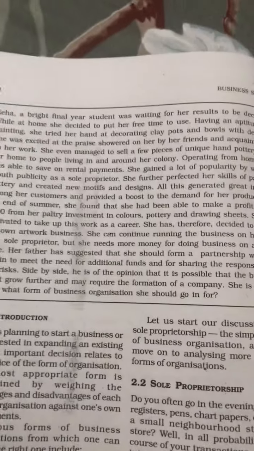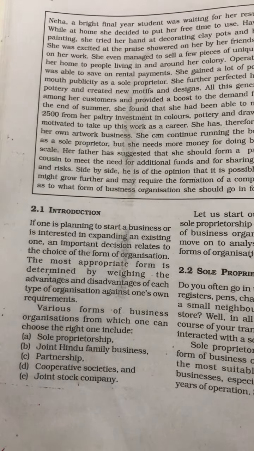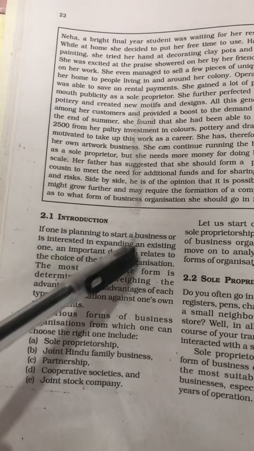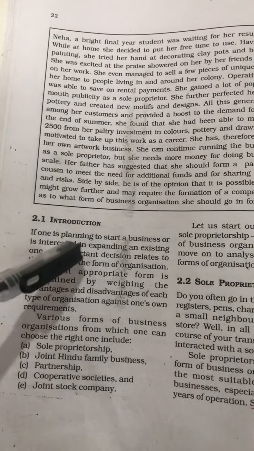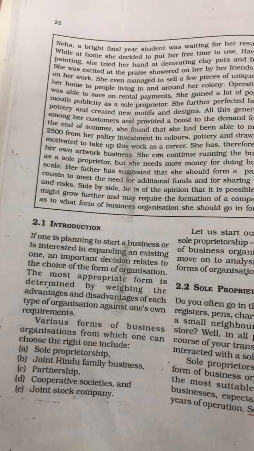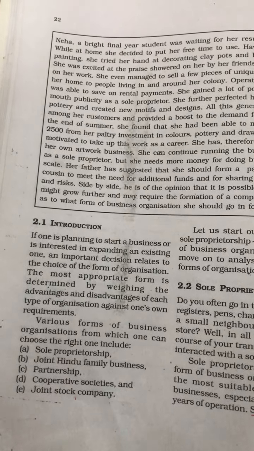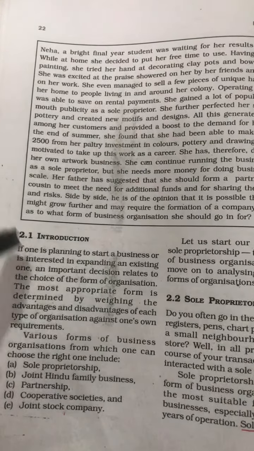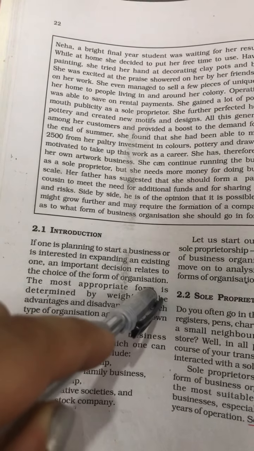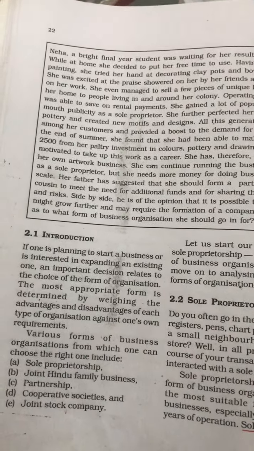Okay, so in this chapter we will be discussing various types of business organization one can start with. So look at the book now, see it. If one is planning to start a business or is interested in expanding an existing one, that means the business he already has, if he wants to expand that business, an important decision relates to the choice of the form of organization. So he or she must take a proper decision.